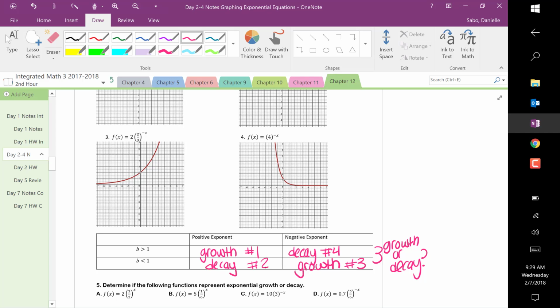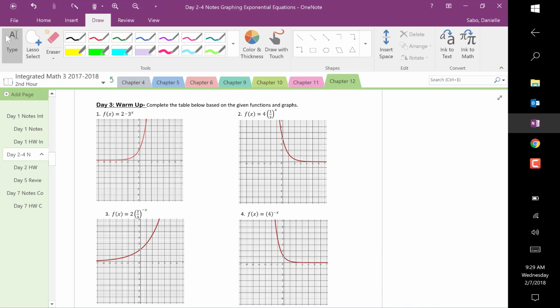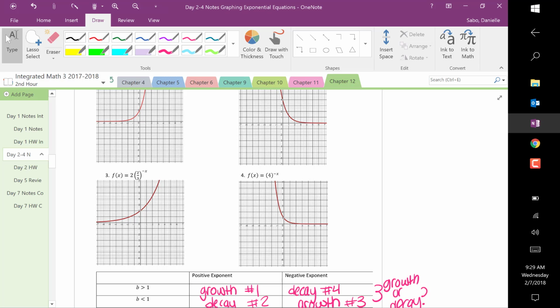Do you have questions on these? Yes. Why is it growth for 3 if 3 has a negative exponent? So let's talk about that. A lot of people actually had this question in first hour too. Yes, the negative exponent flips it, right? Which means I have 3 over 2, which means I'm growing, because 3 is bigger than 2. Yep, which really is 1.5.